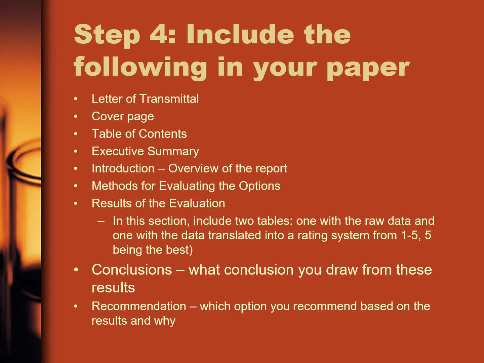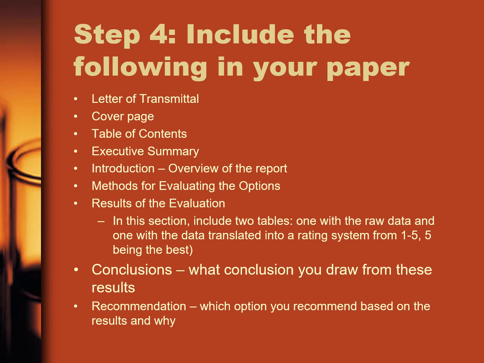Results of the evaluation. In this section, you're going to describe what happened when you tested them and what numbers you came up with. So I would say in this section you'll include at least 2 tables. One of them will be the raw data, so like what you got, like 5 inches, 10 seconds, 3 teaspoons for each of the options and each of the criteria.